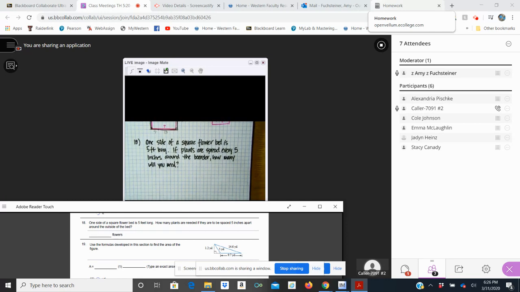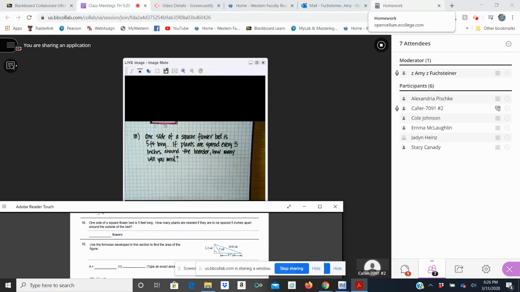Problem number 18 says you have one side of a square flower bed and it's 5 feet long. If we're going to put plants every 5 inches around that exterior, around the border, how many flowers will you need?